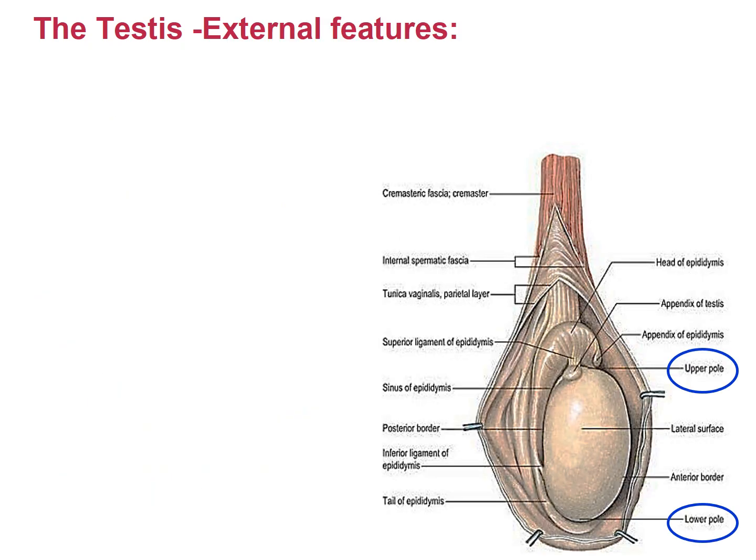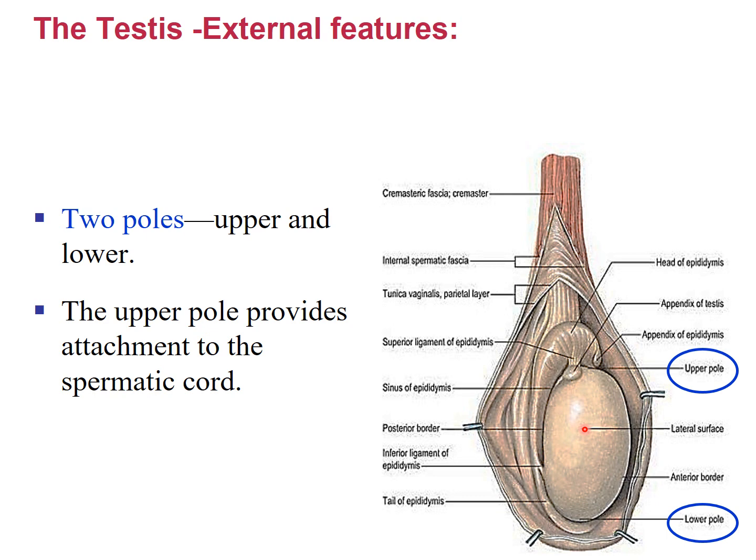Let us see the external features of testes. Testes consist of borders, that's anterior border and the posterior border, poles, upper pole and the lower pole, and surfaces, medial and lateral surfaces. So it has two poles, upper and lower pole. Let us locate this upper pole and the lower pole here in this diagram. This is the upper pole and here is the lower pole, and this upper pole provides attachment to spermatic cord.